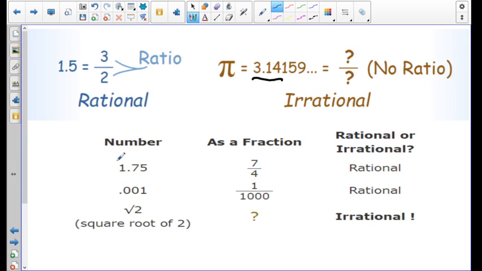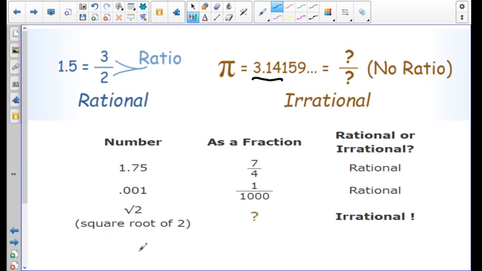So some other examples. 1.75 can be written as a fraction or a ratio, so it's rational. 0.01 can be written as a fraction, so it's rational. But the square root of 2 cannot be written as a fraction. It comes out as a non-repeating, non-terminating decimal, so it is irrational.